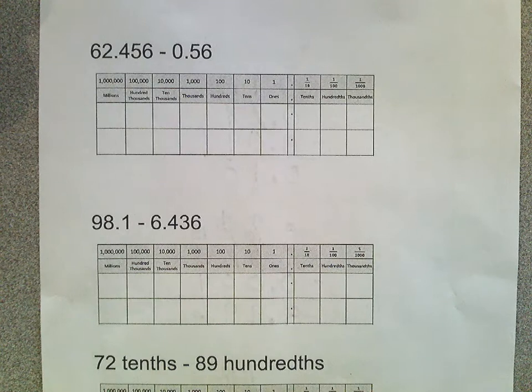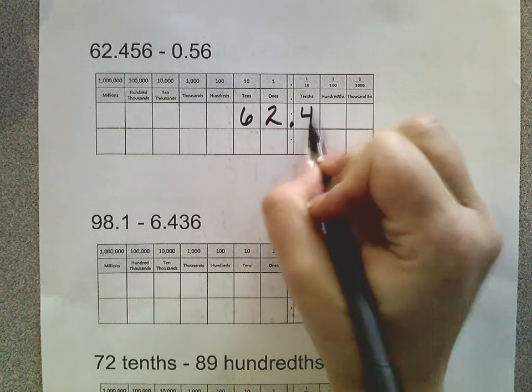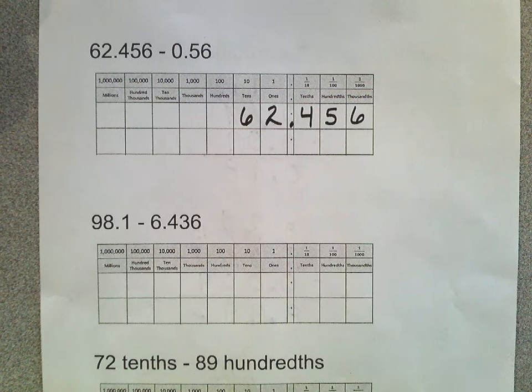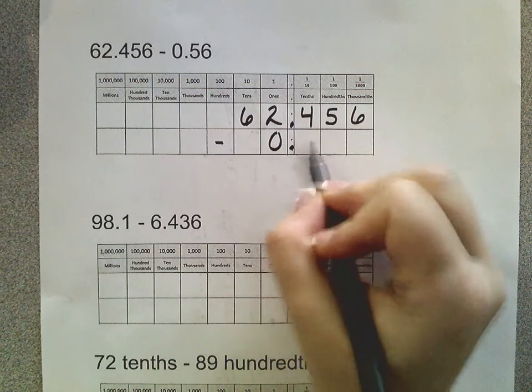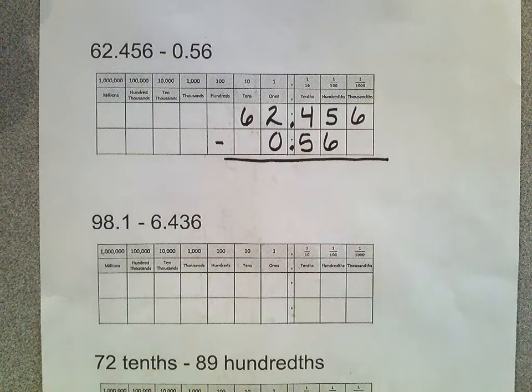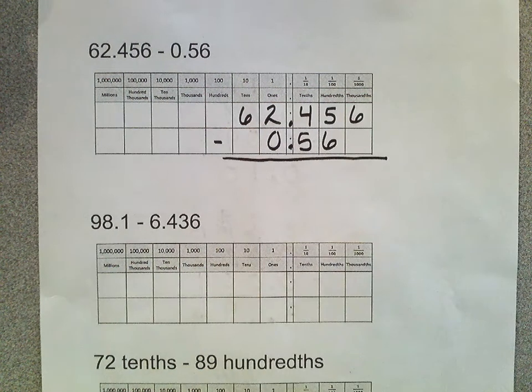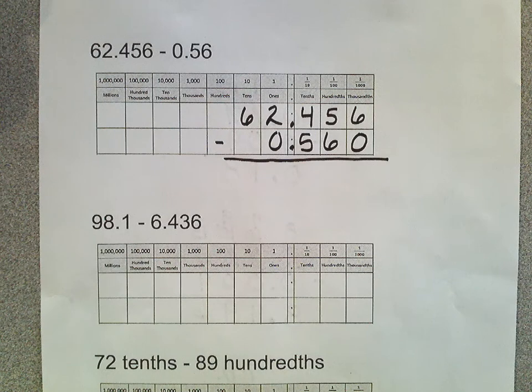All right, let's write the first one in the chart. 62 and 456 thousandths minus 0 and 56 hundredths. I'm noticing I have an empty space, so I'm going to go ahead and fill that in with a 0. We know that adding a 0 to the end of the decimal does not change the value. So let's go ahead and subtract.